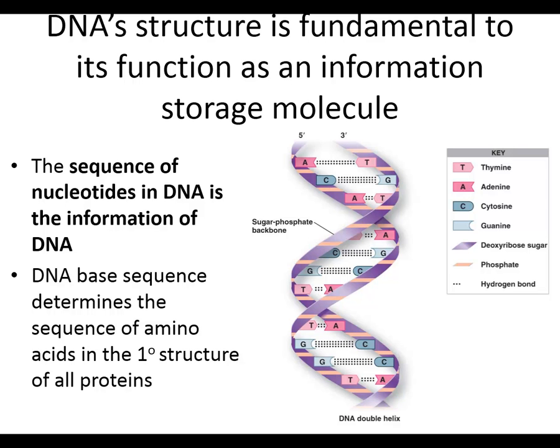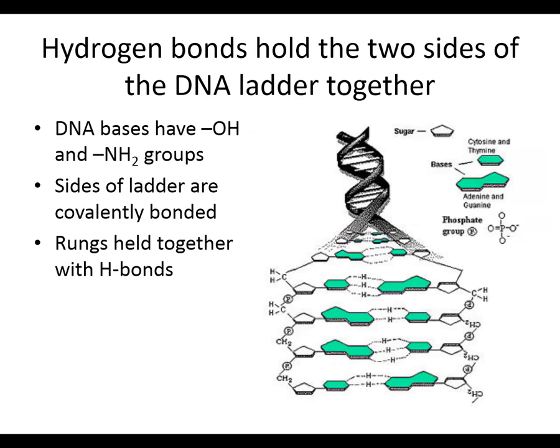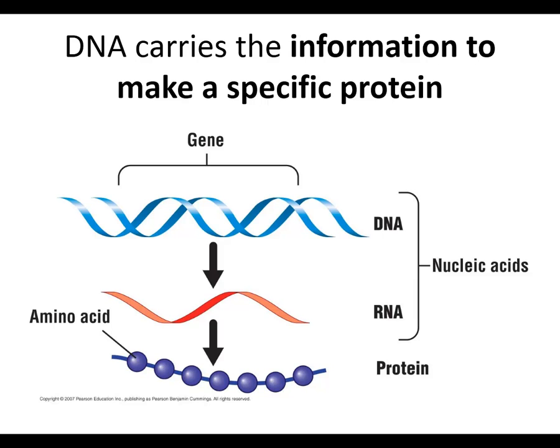Got it? All right. So, sequence is the information. The sequence of ones and zeros is the information for the computer. The sequence of A's, C's, G's, and T's is the information for the DNA. Hydrogen bonds hold it together. We talked about that. And again, DNA carries the information to make the proteins.